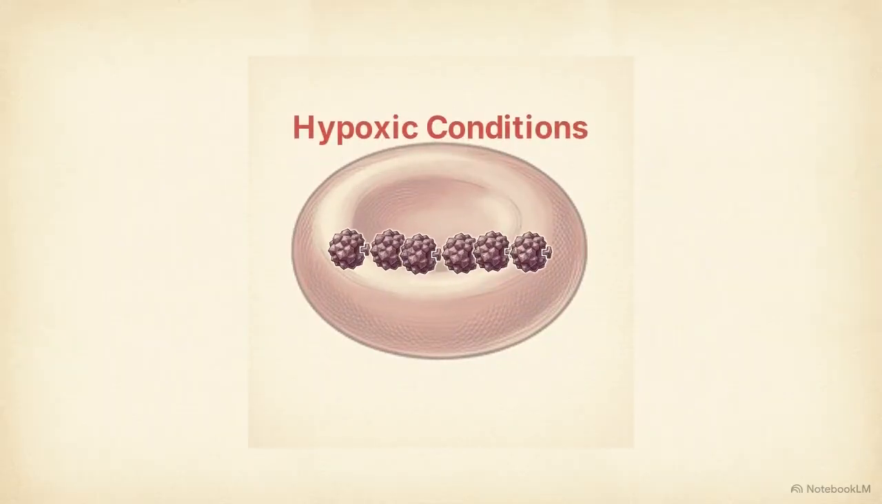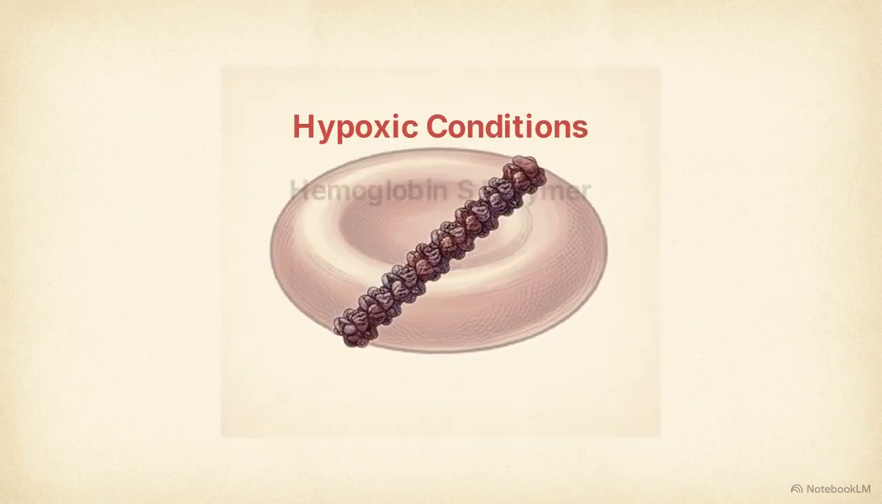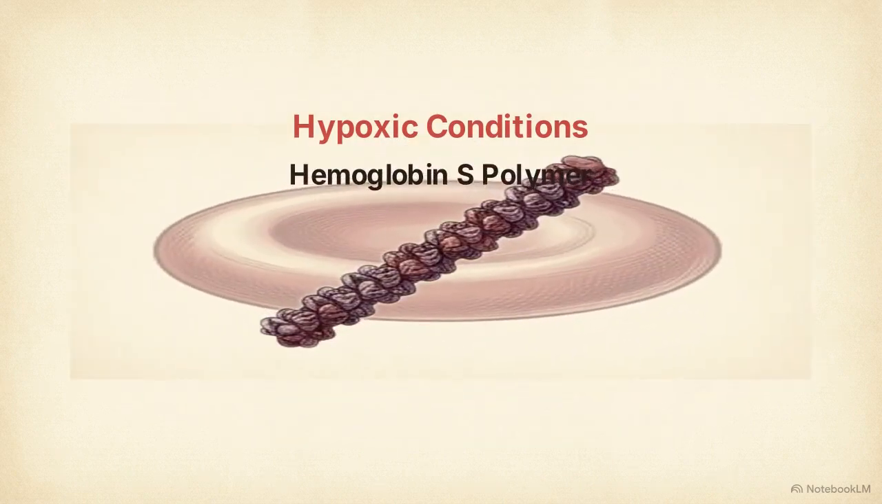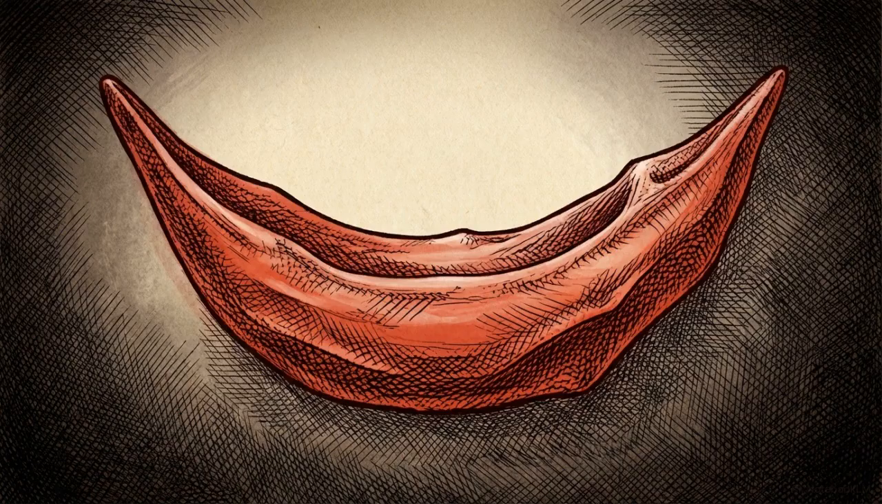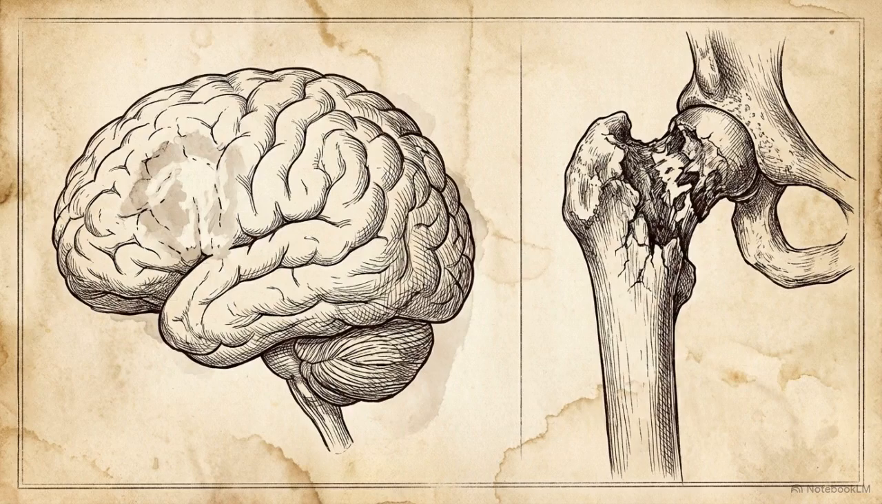When deoxygenated, the mutated hemoglobin S links together into stiff polymers, warping the red blood cell from a flexible disc into a rigid crescent. Every macroscopic clinical crisis the patient will ever face, from an ischemic stroke in the brain to avascular necrosis in the femur, traces directly back to this localized structural defect.